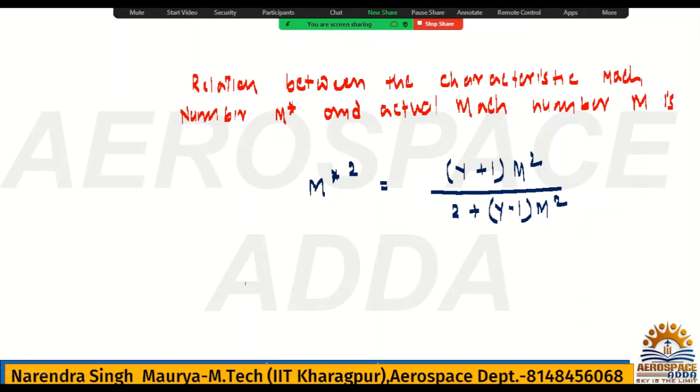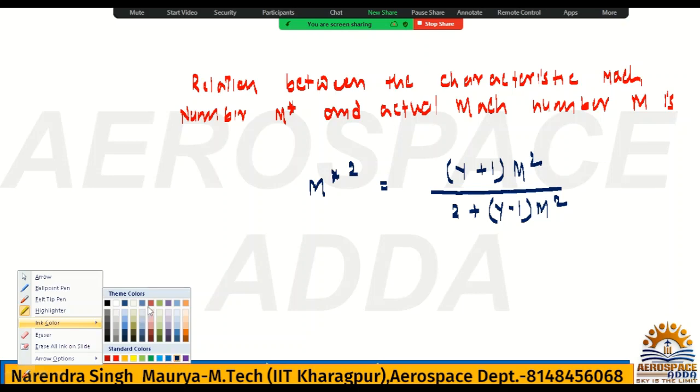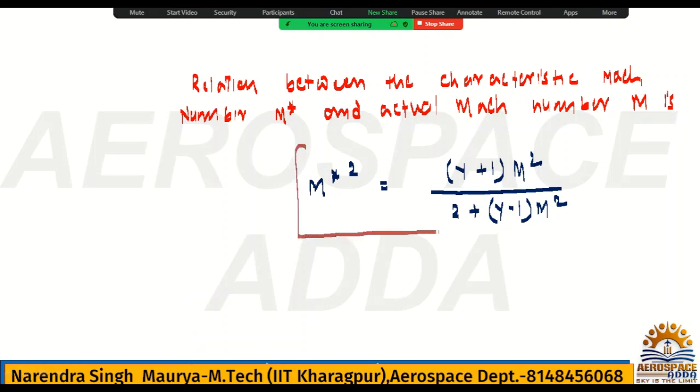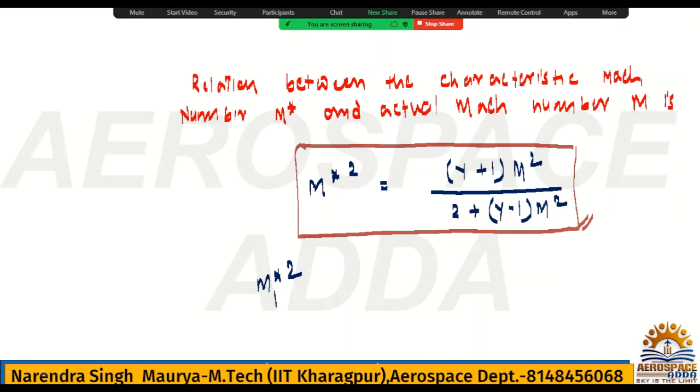Now from this result you can check. This is the one result which is already discussed, and this result always remember, dear, they are asking questions based on it. So here you can write M star square, and for the state ahead, M star is M1 star. So what we will get: M1 star square equals gamma plus 1 M1 square divided by 2 plus gamma minus 1 M1 square. Yes or no?